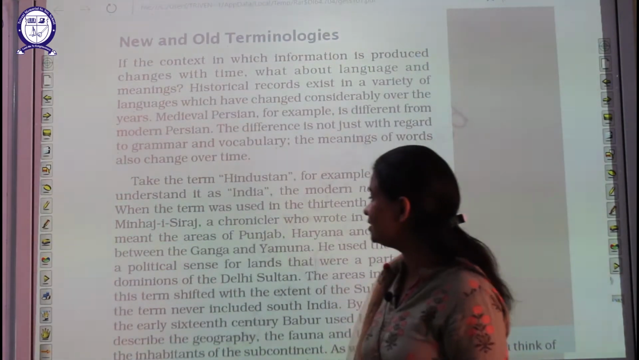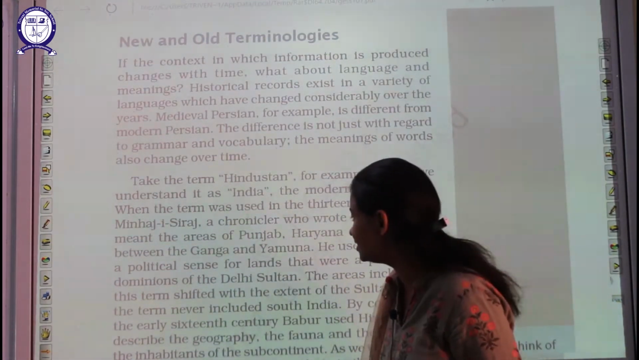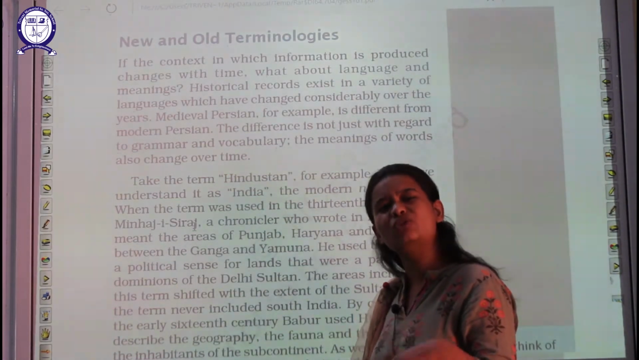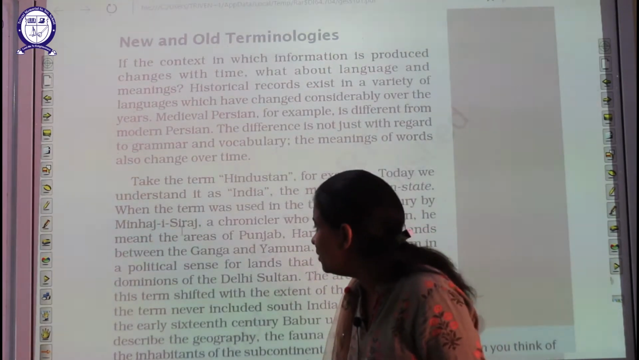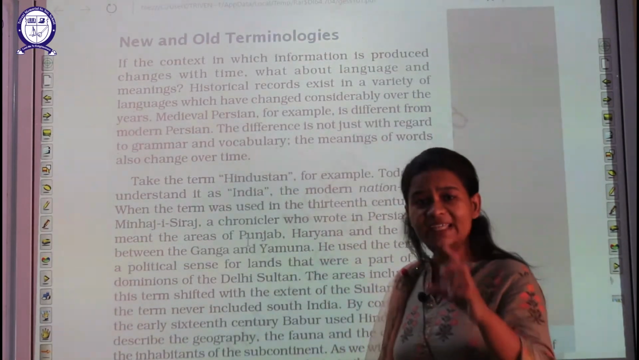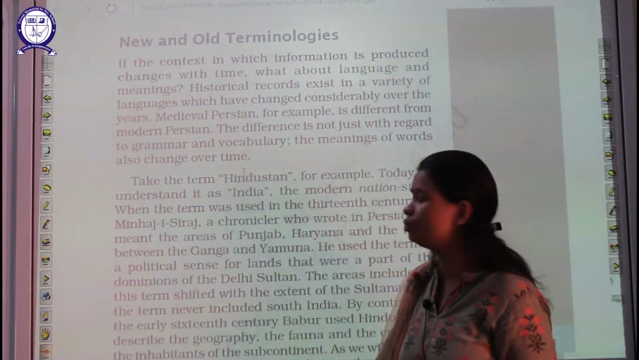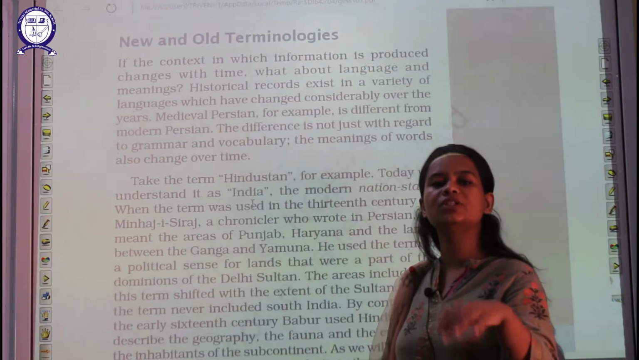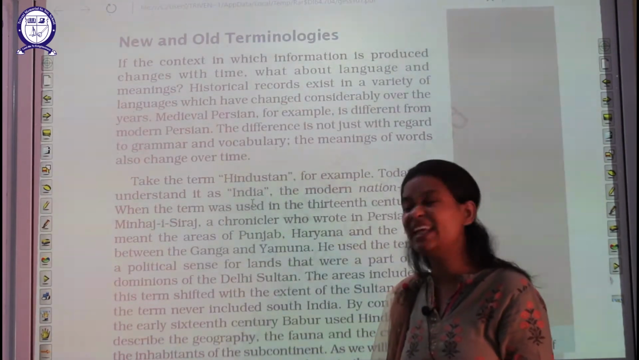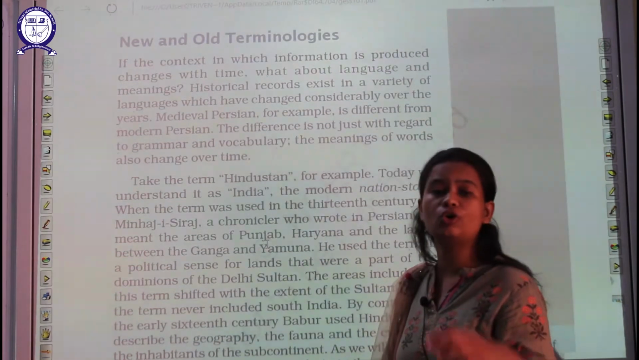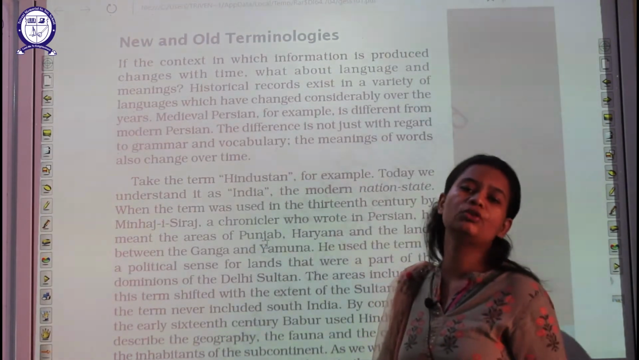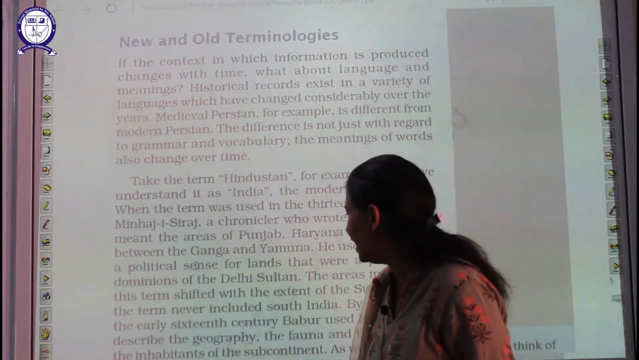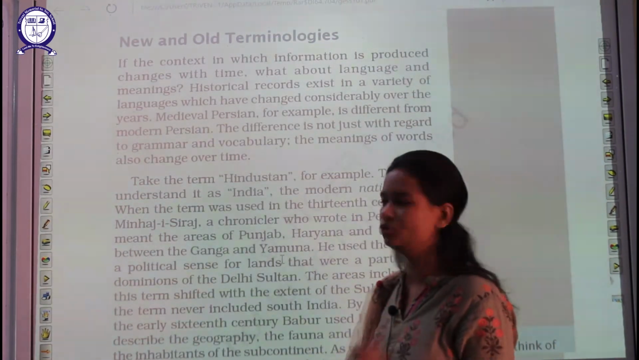So basically there is discussion here regarding the 13th century and regarding one of the chroniclers, you can say, named Minhaj Siraj. He said that the word Hindustan, or this new word India, came from the contribution of various areas, which involve Punjab, Haryana and the lands of the Ganga and Yamuna.